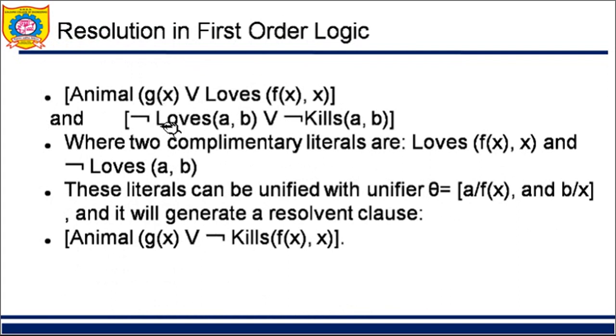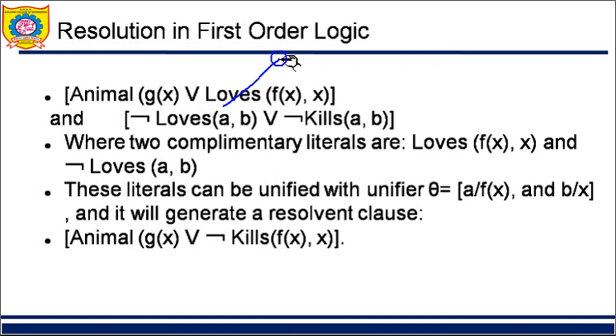So here I have first order logic. See here, I have animal g of x or loves f of x comma x, and not loves a comma b or kills a comma b. So the one who doesn't love will not kill, or something like that, is the statement given to you. Now just imagine these two statements are given to you and you want to resolve them.